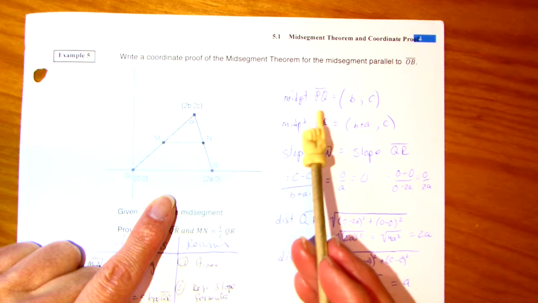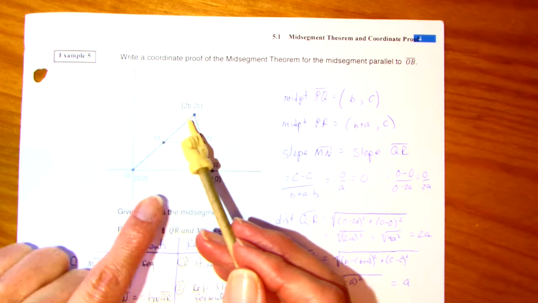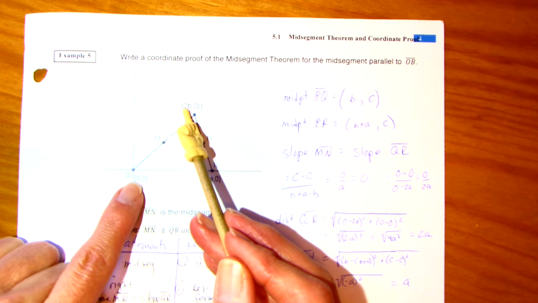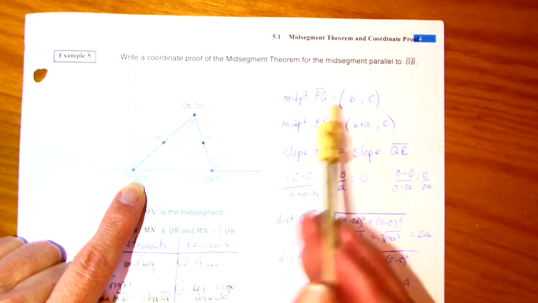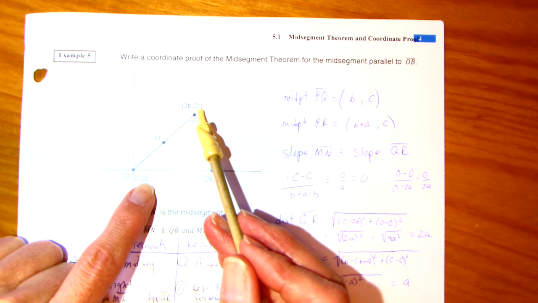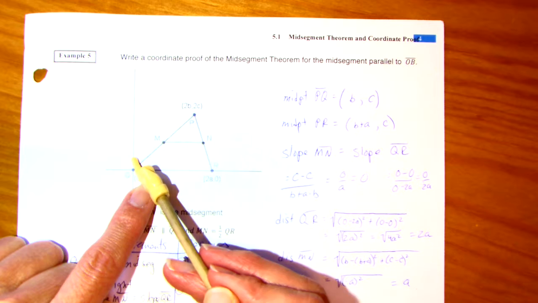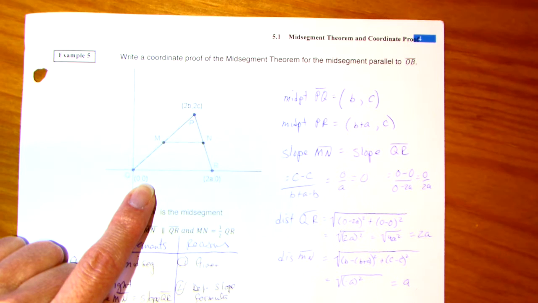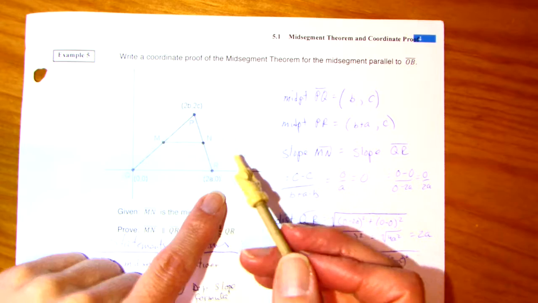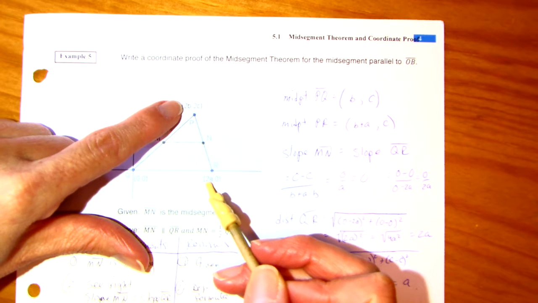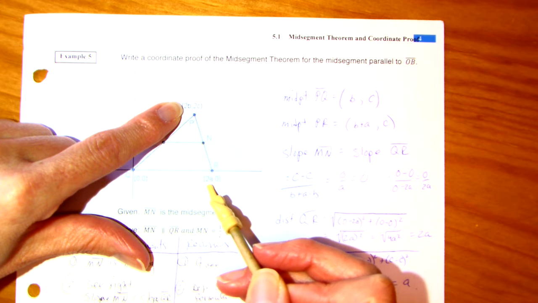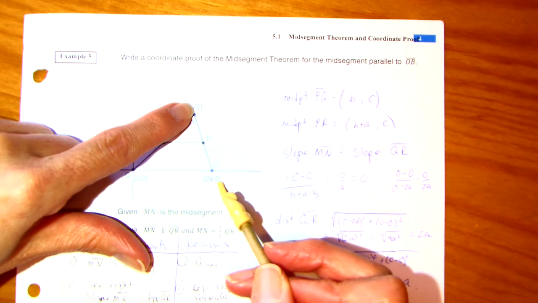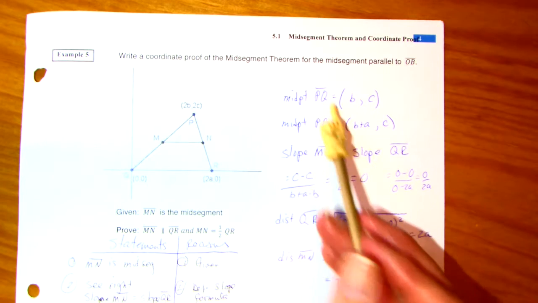Okay, so to find the midpoint of PQ. So PQ is from here to here. Remember, you take the two x's, 2b plus 0, and then divide by 2. You get b. Then take the two y's, 2c plus 0, then divide by 2. You get c. So the midpoint of PQ is (b, c). And then the midpoint of PR, same thing. Take your two x's, 2b plus 2a, then divide by 2. You get b plus a. And then take your two y's, 2c plus 0, divide by 2. You get just c. So here are the midpoints.